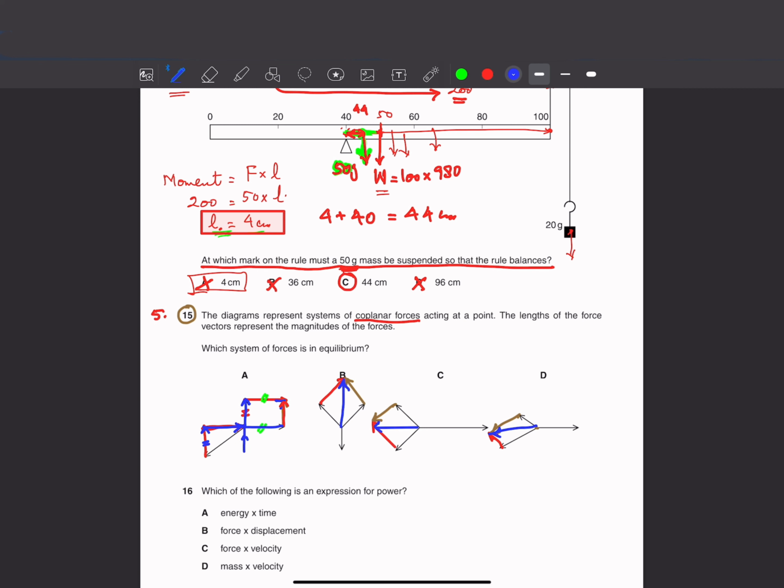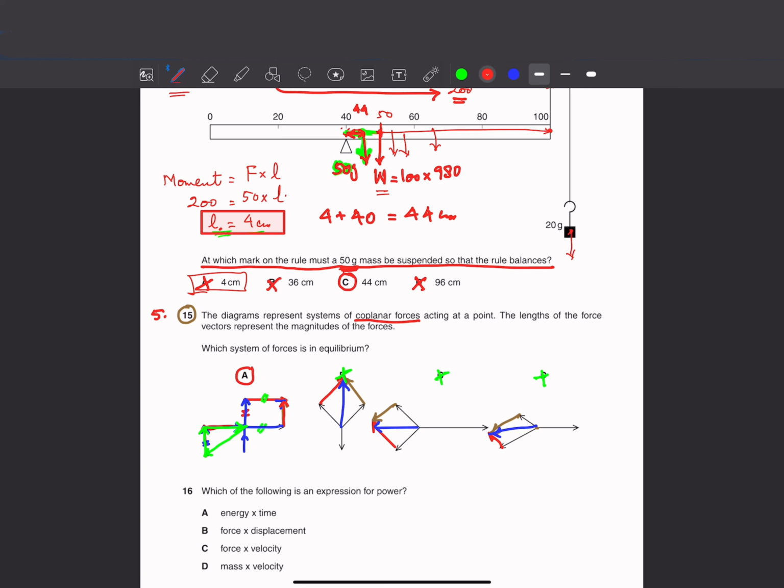So ultimately you can see that one force here we have, another force is here we have, and then we have a closed triangle. All the others are not giving you this behavior, so B, C and D are not right. The only correct answer is A.